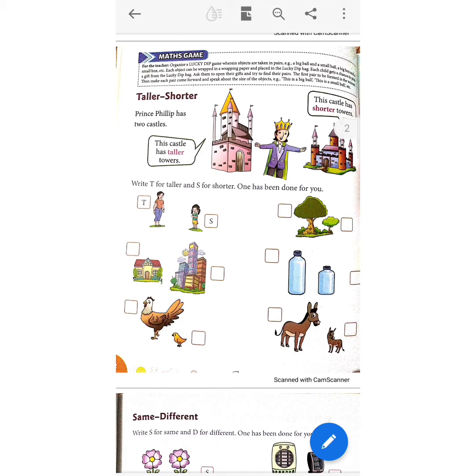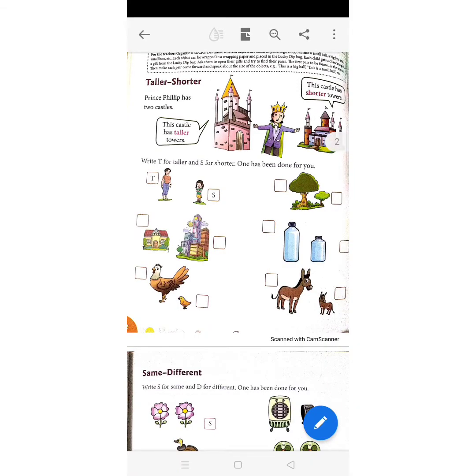Here, in this picture, just below that castle, the woman is taller than this girl. Just beside that picture, the tree that is on the left side is taller than the tree that is on the right side. Next picture is, this castle is shorter than the building. Here are two bottles. The left hand side bottle is taller than the right hand side bottle. Similarly, the next picture, the hen is taller than the chick.